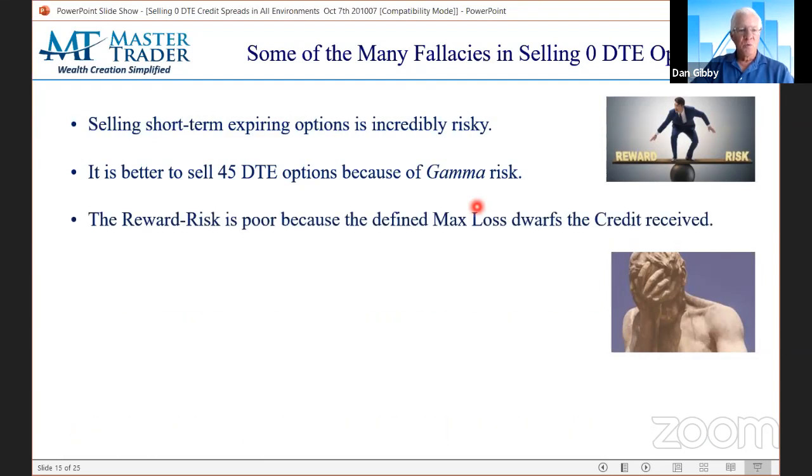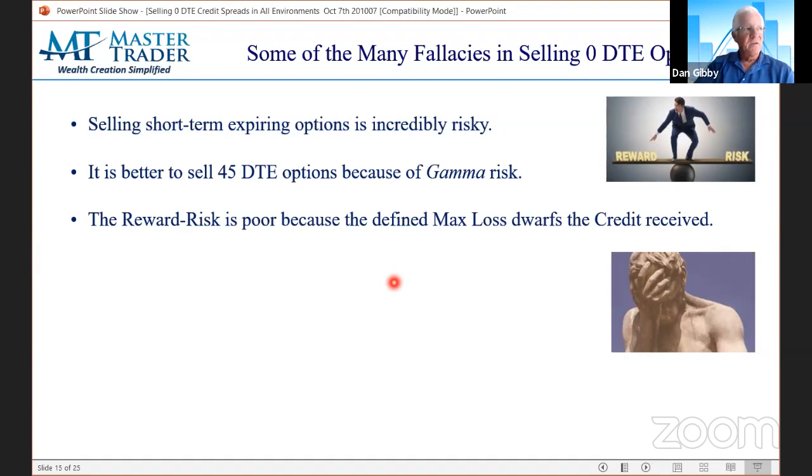The reward to risk is poor because the defined max loss dwarfs the credit received. That's what one of you asked earlier, and I addressed that on Tesla, I think it was, when I said, hey, we took in $1.85 a share, but our defined max loss was $18.15, the spread less credit received. And that's just ridiculous. When people ask me that, oh, you're selling a credit spread on whatever, let's take Apple, for example. It's $115 now after it's split, and let's say I have a $3 target, long or short, I don't even care.